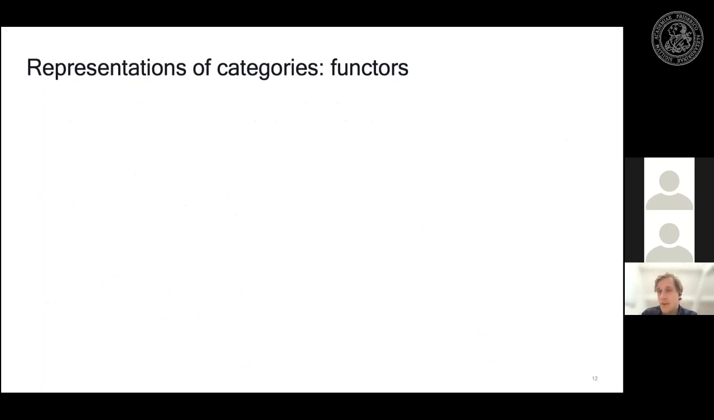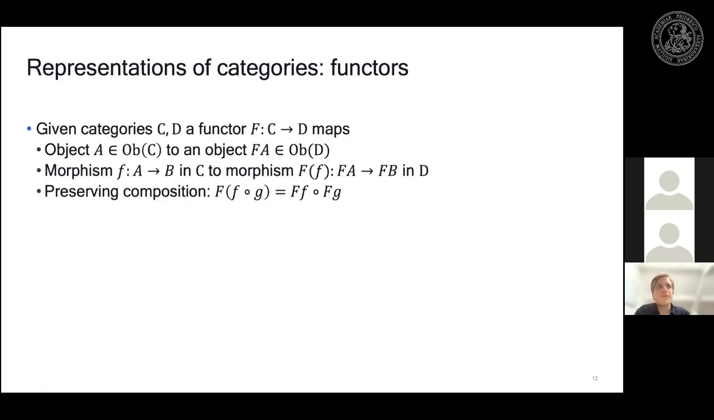So we know about groups and we know about group representations. And now we'd like to find similar concepts for more general things than groups, more general categories. And these things are functors. So if we have two categories, then a functor from a category C to a category D associates to each object in the source category an object in the target category, and for each morphism in the source category a morphism in the target category. And this should be such that composition is preserved, meaning that the functor applied to the composition of two morphisms yields the composition of the functor applied to each morphism individually.